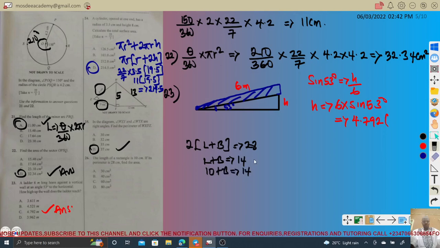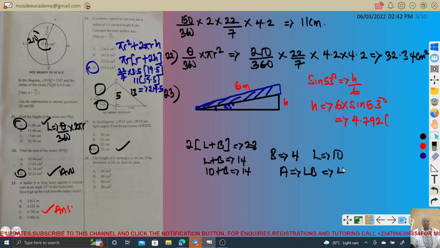I don't need to tell you, it is 10 plus 4 that is equals to 14. So breadth is 4, length is 10. You are finding the area. Area of a rectangle is length times breadth. 10 times 4 is 40. I hope you understand that. You put the SI unit, but it is OBJ. That is why I am permitted to use all these shortcut tricks and to be fast with the question.